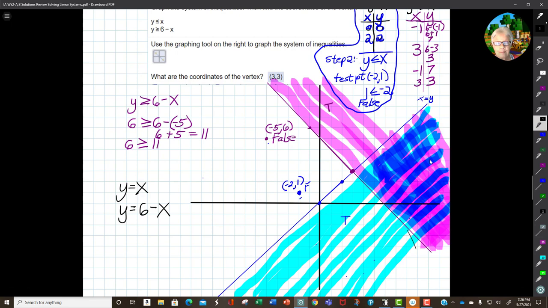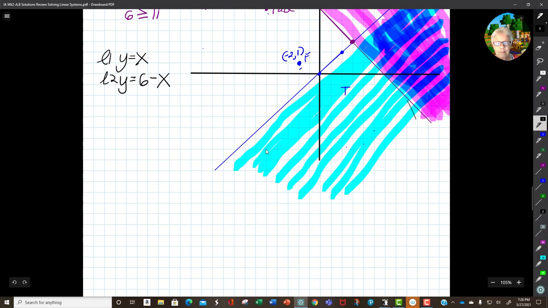Now, remember last semester when you learned about substitution? This is absolutely the best time to use substitution because y equals x. So we can rewrite line 2. Here, this is line 1, this is line 2. We can rewrite line 2 as x equals 6 minus x, because y equals x. So now add x to both sides.